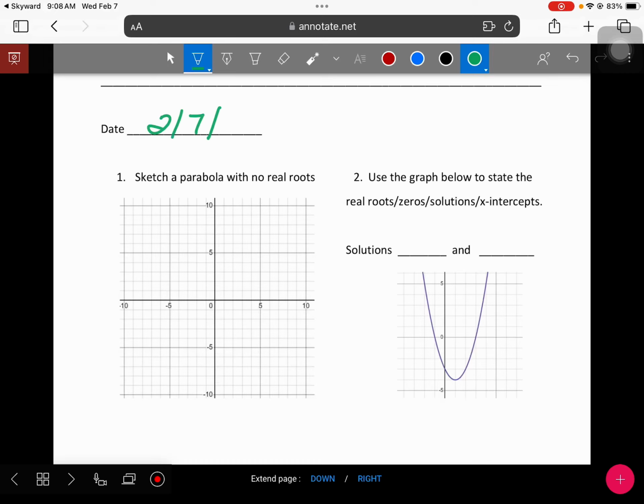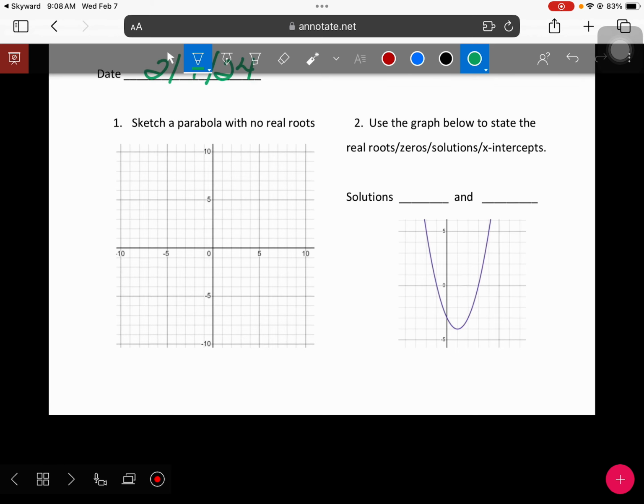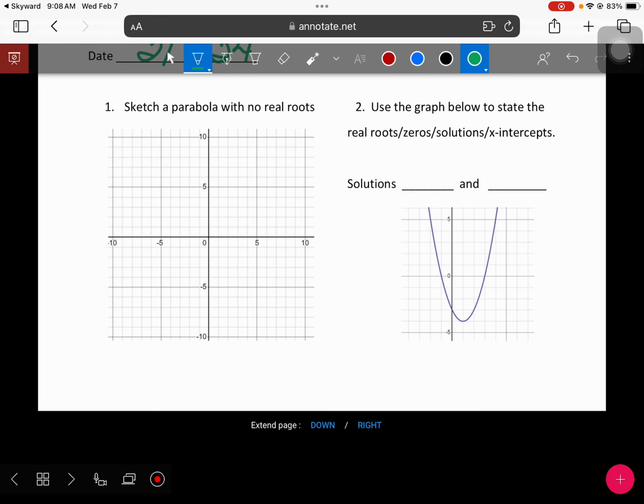2/7. 2/7/24, one week before Valentine's Day and Ash Wednesday. If you don't know what Ash Wednesday is, don't ask. What is Ash? I shouldn't have said that. It's a religious kind of holiday thing. So, look it up. Google it sometime.